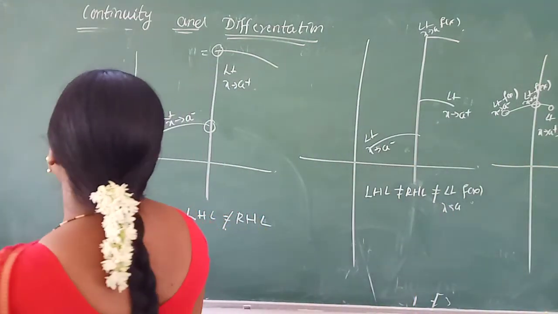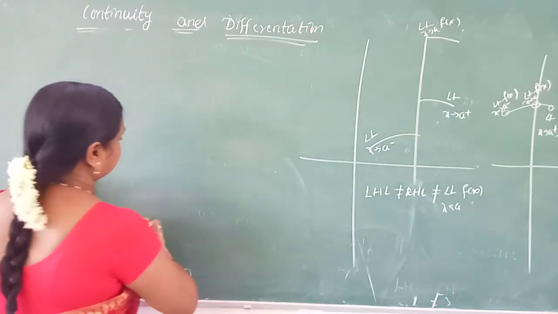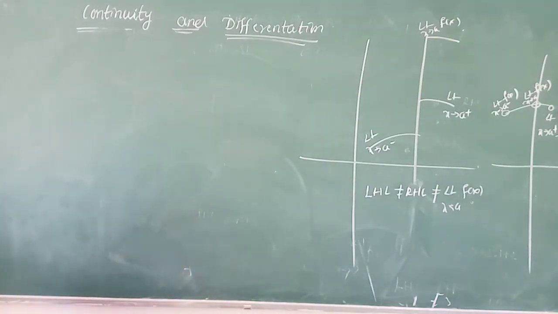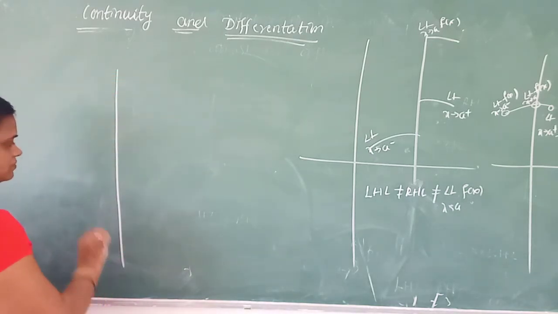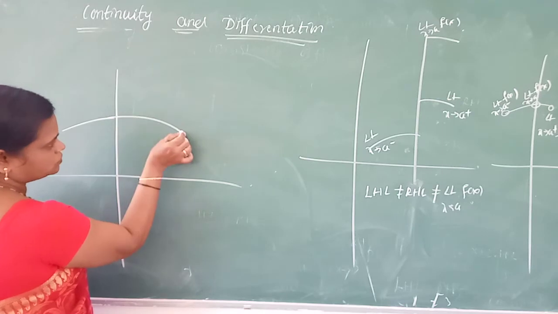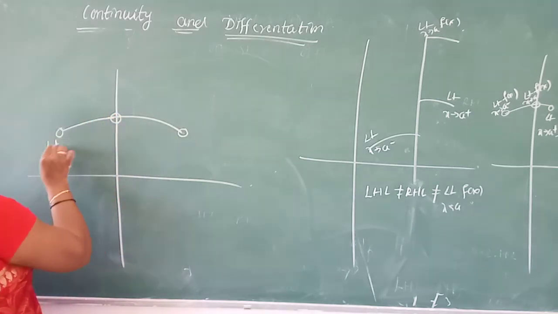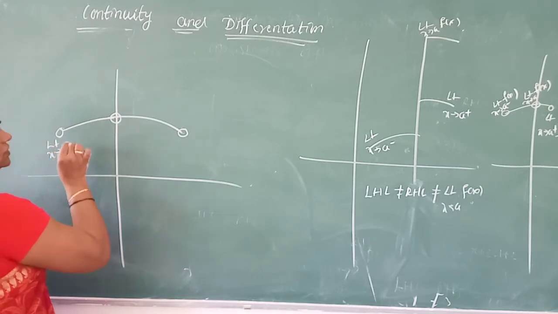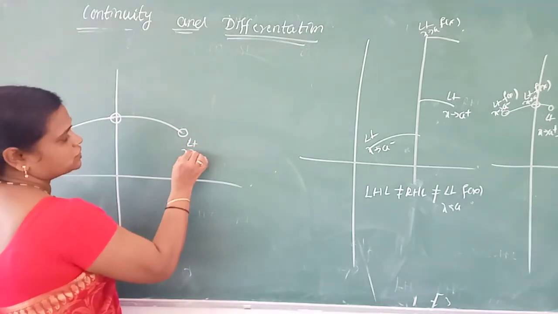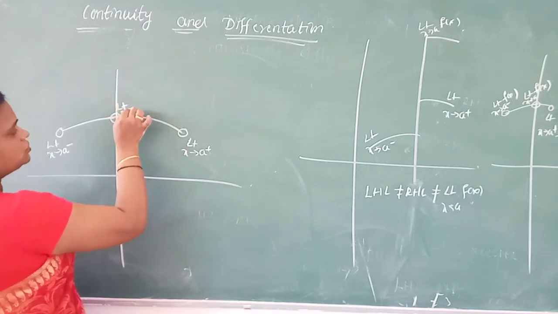Next, concentrate here. I will take another function. For example, this is limit as x tends to a minus, this is limit as x tends to a plus, and this is limit as x tends to a.